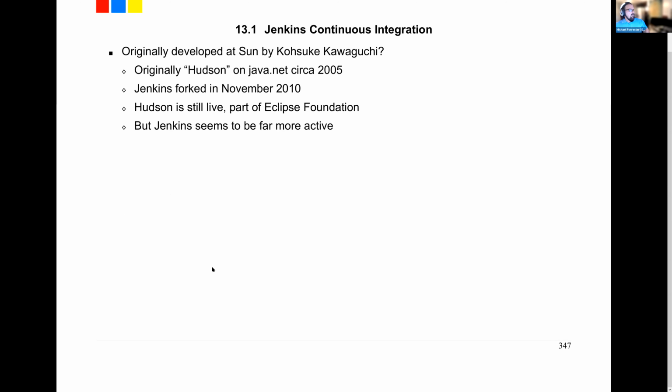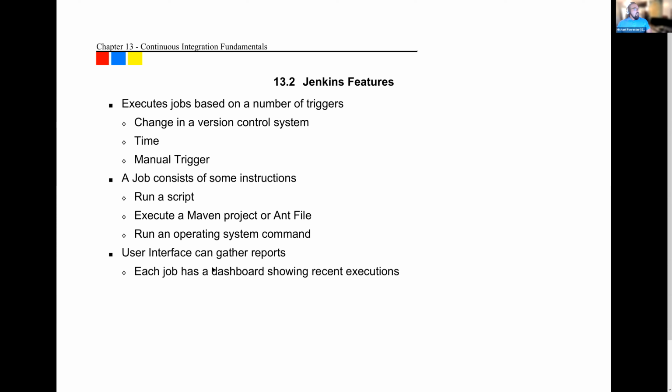That's no longer true, actually. Hudson is dead. Hudson died in 2017. Hudson was the original progenitor of Jenkins. Let's see what else. So execute jobs based on change in version control, which I just talked about. Time, you can manually trigger it. You can execute anything you can do on the command line in Jenkins.